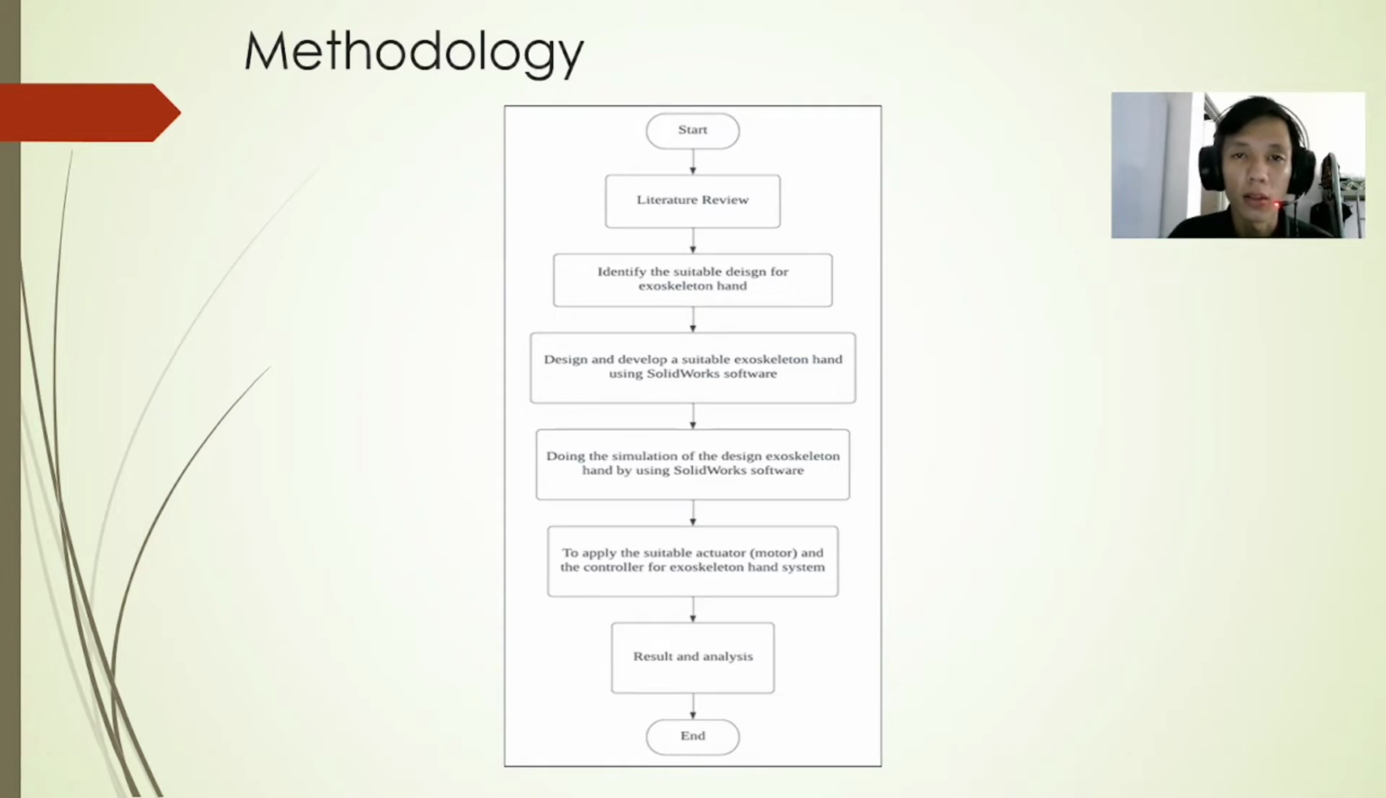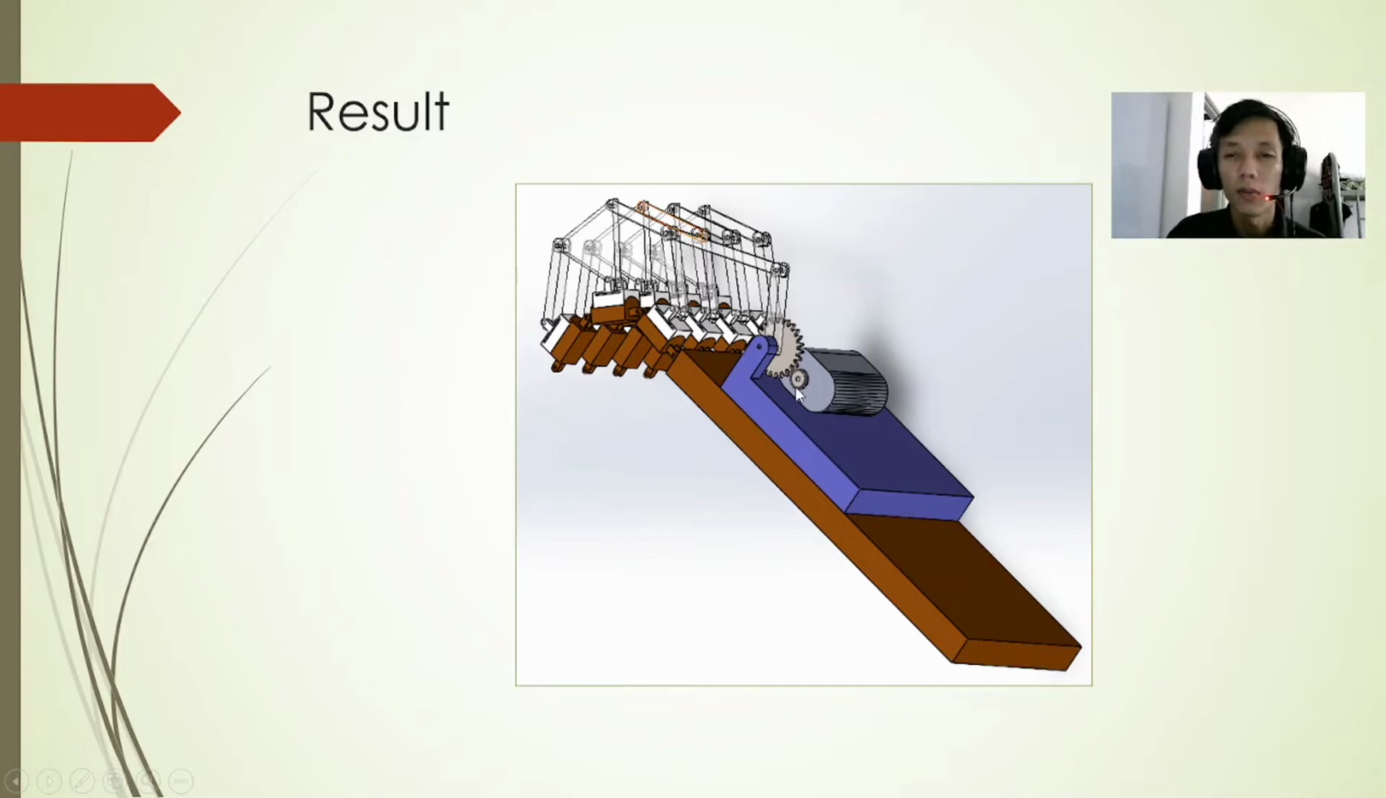This is my methodology flowchart. As you can see, from the start we do the literature review and identify suitable designs, choosing the best design for the skeleton hand. The next step is to design and develop a suitable skeleton hand using SolidWorks software, and then simulate the designed skeleton hand using SolidWorks. Then we apply the suitable actuation motor and controller for the skeleton hand system, and last, get the results and analyze them. Next is my full view of the hand design.